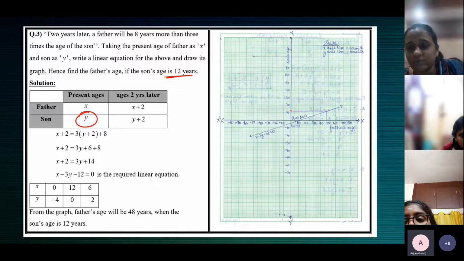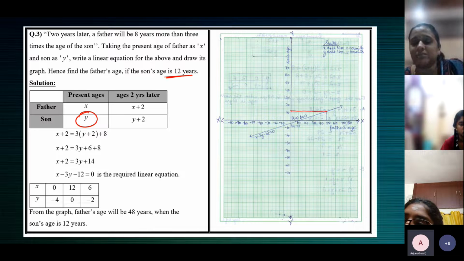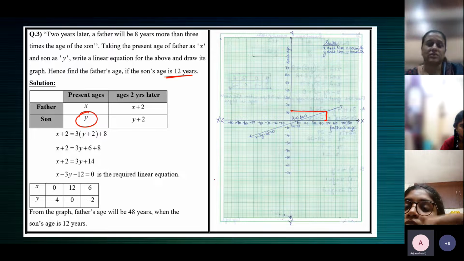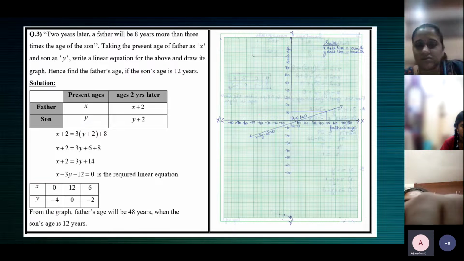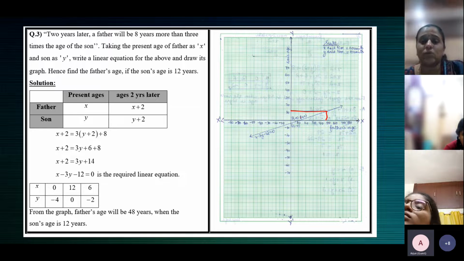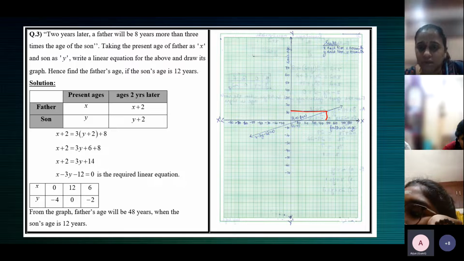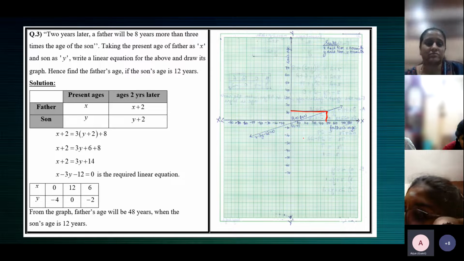So what you should do, from this point 12, draw a line parallel to the x-axis till it meets the graph line. Where it meets the graph line, draw a perpendicular on the x-axis. Read that value. That is 48. So when y is 12, x is 48. You can see this line, no? When you read the value from the graph, you must show this parallel and perpendicular line.